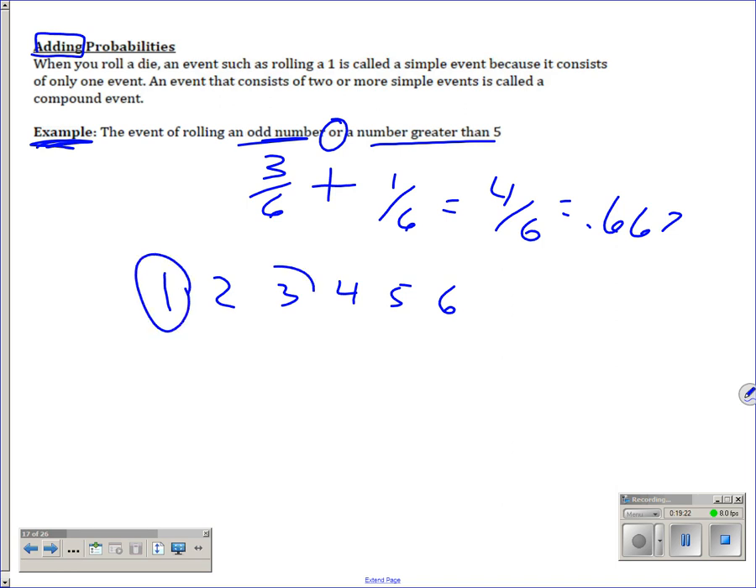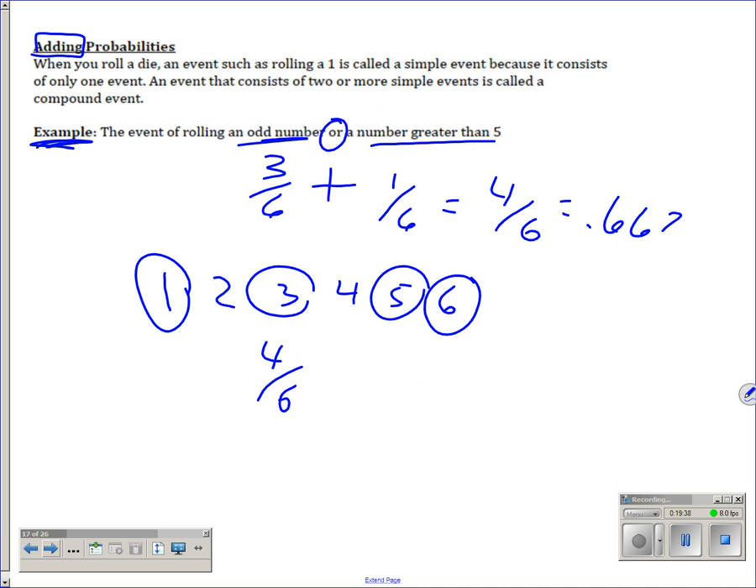Well, this is an odd, this is an odd, this is an odd, and this is a number greater than 5. Well, that's a possible 4 options out of 6. That's why we add. We're just adding up all the possibilities. That's what or statements mean. Okay? Does that make sense?